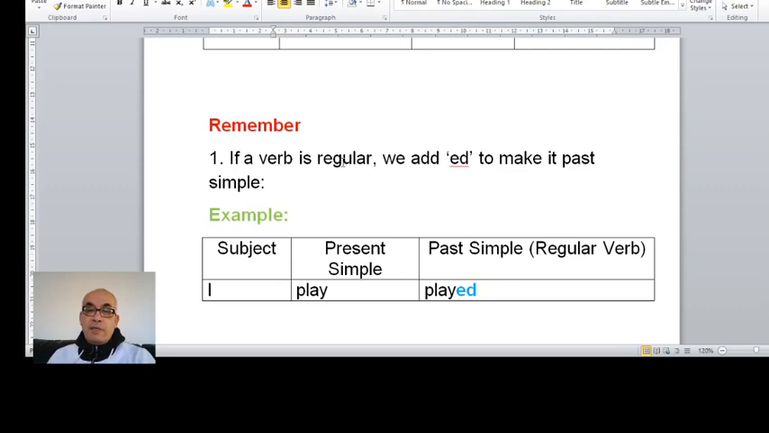Remember, if a verb is regular, we add ed to make it past simple. So this is I, the subject, present simple play. I want to make play past. What do I do? I add ed to it. Why do I add ed? Because play is regular. I add ed to make it past, and then I make past simple. So play is present simple, and played is past simple.